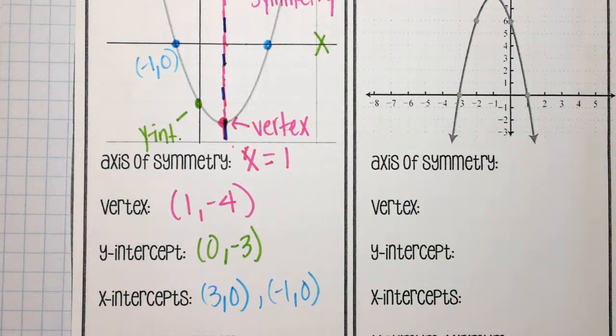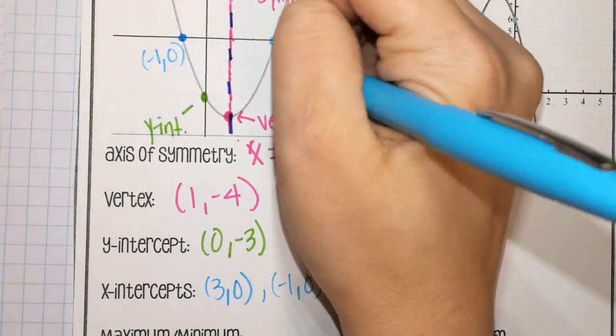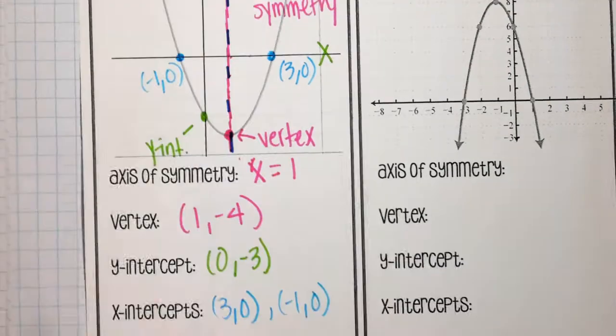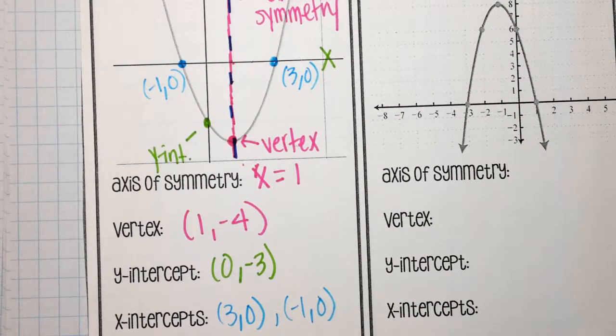Oh, you're just labeling all the points? That's it. That's all we're doing is labeling the points. We're not doing anything crazy, are we? Not yet. Today, this is all we're doing. Tomorrow, we're going to graph. Today, we are just labeling the points.